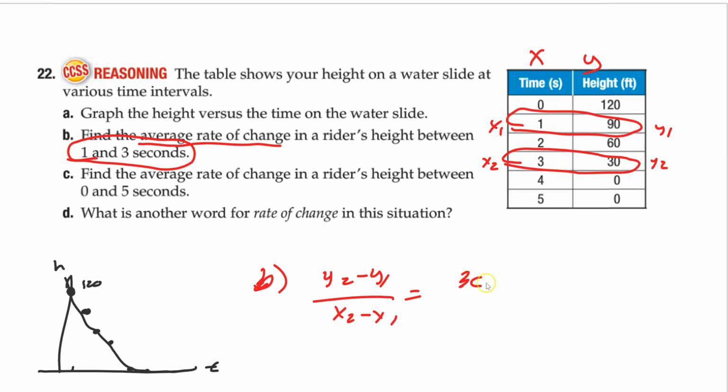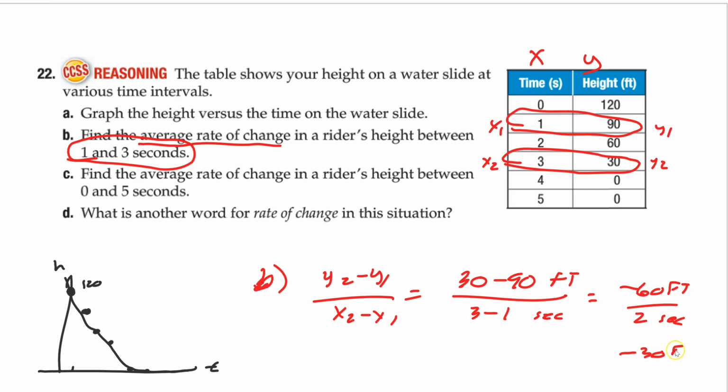So I get 30 minus 90 feet. Notice again, there's units, got to add them in. Over 3 minus 1 seconds. So I get negative 60 feet over 2 seconds, or negative 30 feet per second. So again, I like to think of it as a fraction, right? You're going down 30 feet every 1 second. Every 1 second you go down about 30 feet.